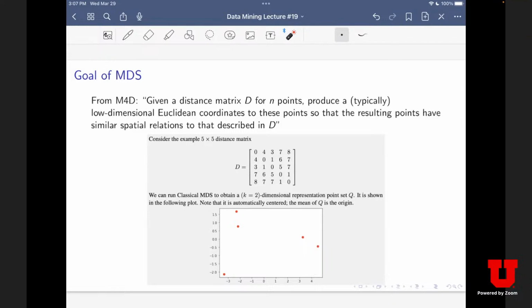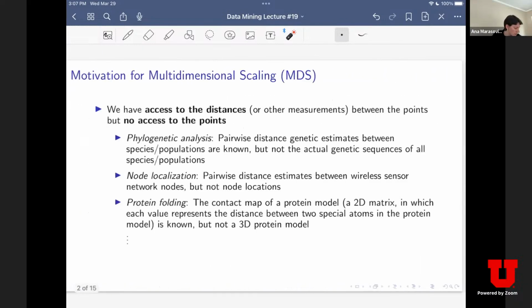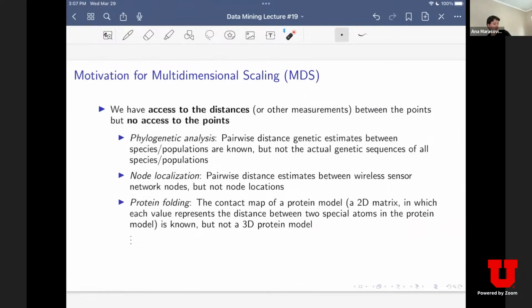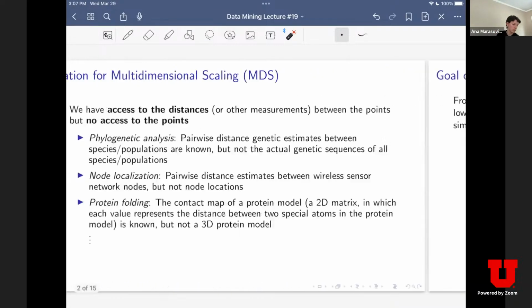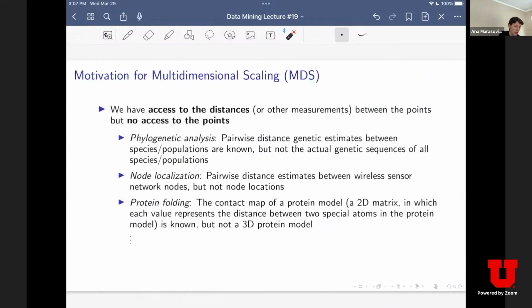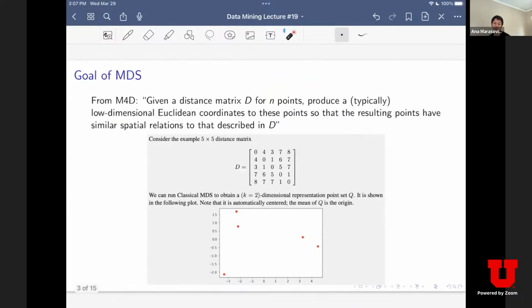All right, let me just check whether I said everything I wanted to say here. Yes, I did. So I briefly mentioned the algorithm, which is multidimensional scaling. The goal of multidimensional scaling, or MDS for short, is, given some distance matrix D of n points, to produce typically low-dimensional Euclidean coordinates for these points, such that the resulting points have similar spatial relations to those described in the distance matrix.